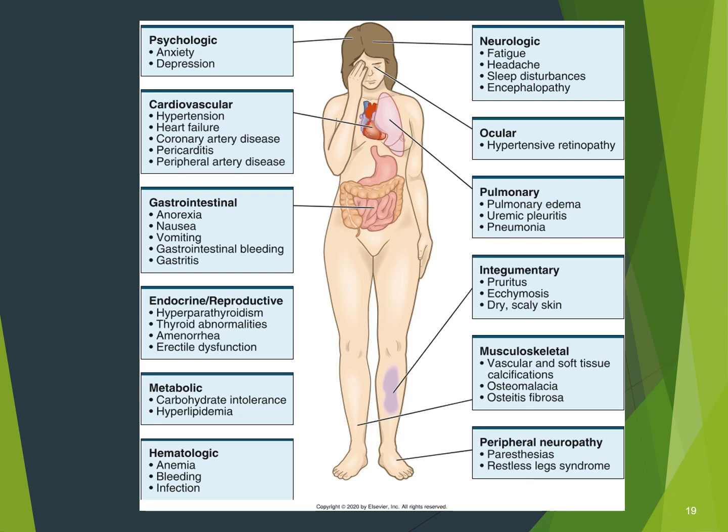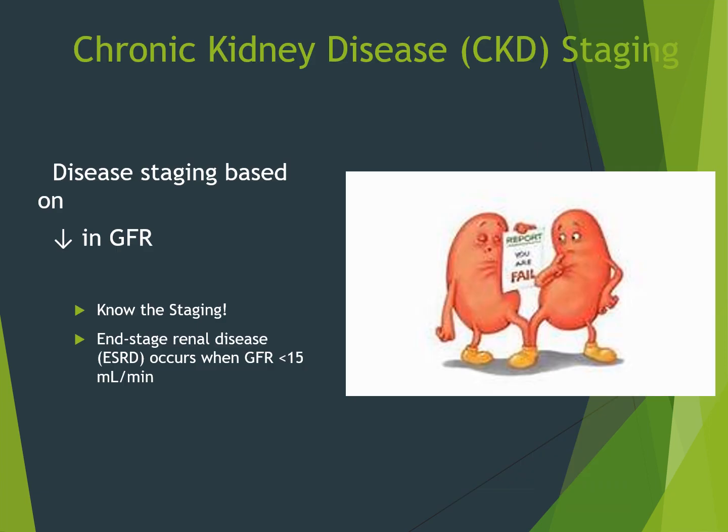This is all the symptoms of end-stage renal disease or chronic kidney disease. So when you're reading and studying, really look at the staging. It's all dependent on the GFR. Know the staging, and when end-stage renal disease occurs, which is usually GFR less than 15 mL per minute.